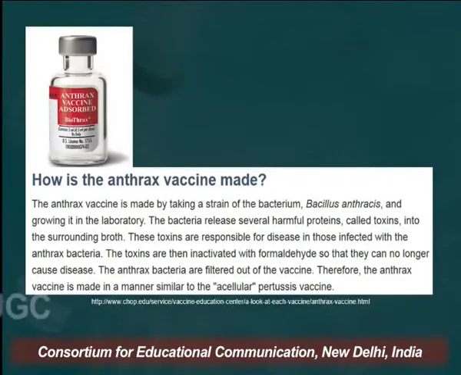Now, how is the anthrax vaccine actually made? This is slightly about the toxin vaccines which I had mentioned previously also. The anthrax vaccine is made by taking a strain of the bacterium Bacillus anthracis and growing it in the laboratory. The bacterium releases certain harmful proteins. Of course, the attenuated or killed bacterium is also used as vaccine, but there is another way of using the toxin which is released by Bacillus anthracis.